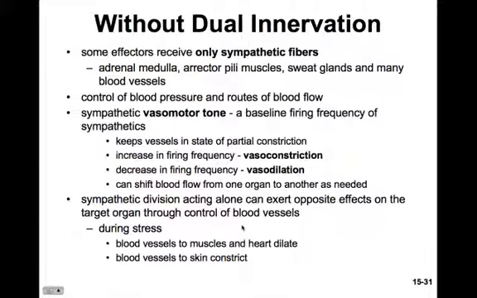An increase in firing frequency causes vasoconstriction, while a decrease in firing frequency causes vasodilation. This allows blood to shift from one organ to another as needed, simply by changing the firing frequency of the sympathetic inputs. The sympathetic division alone can exert an opposite effect on the target organ through control of blood vessels. For example, during stress, the blood vessels to muscles of the heart dilate, and the blood vessels to skin constrict.